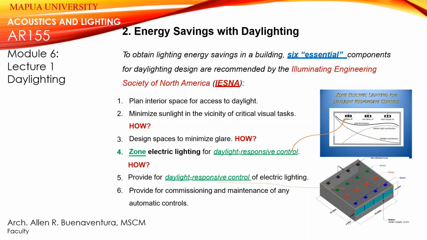This means that if you put more sunlight on the critical task, it will create glare, so you need to minimize it. Number 3, design spaces to minimize glare. Number 4, zone electric lighting for daylight responsive control. Number 5, provide for daylight responsive control of electric lighting. And number 6, provide commissioning and maintenance of any automatic controls. So it means that you should make the daylighting controls in this procedure so that you can control the amount of sunlight that is going inside the building.